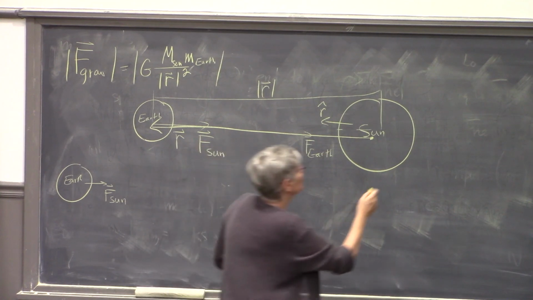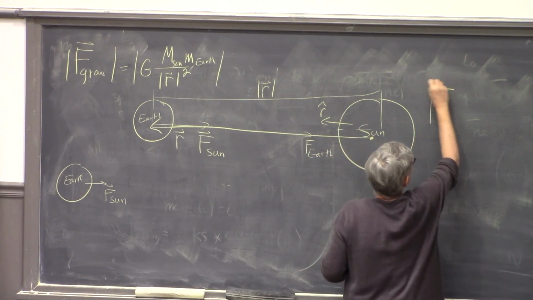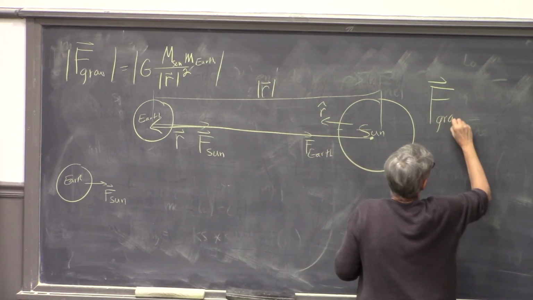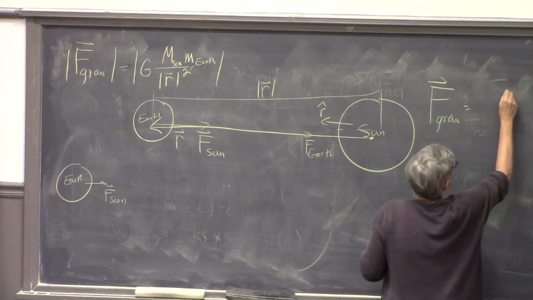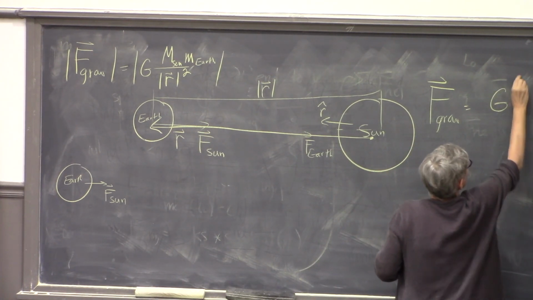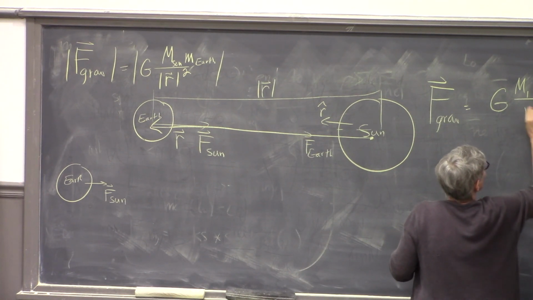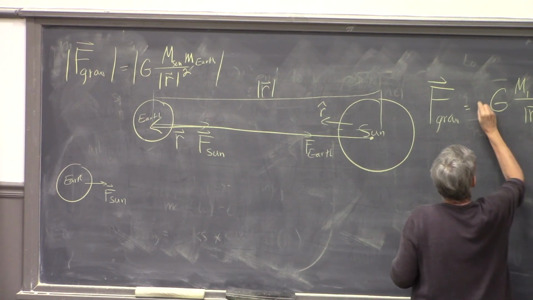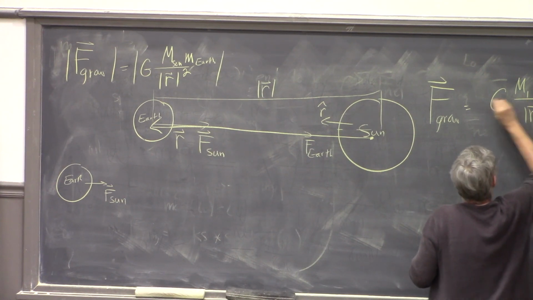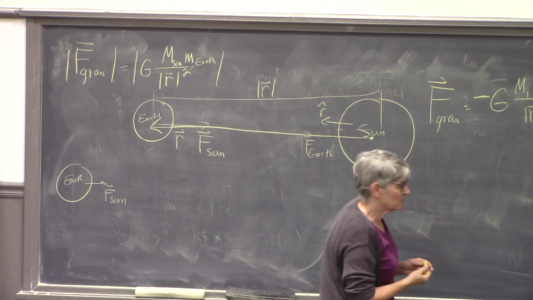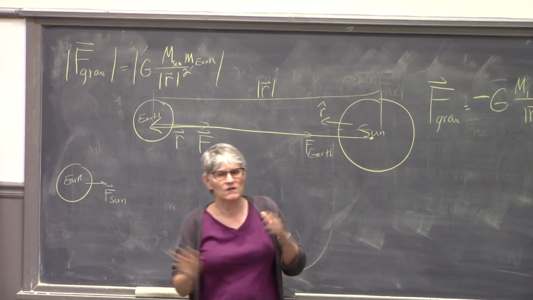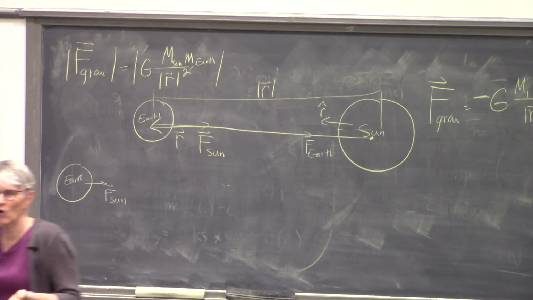So we end up with a gravitational force looking like this. We have a G, which is a constant. We have the magnitude of R squared. We have R hat, and then we have a minus sign to make the force come out right. And we'll explore this force and see what we can do with it.